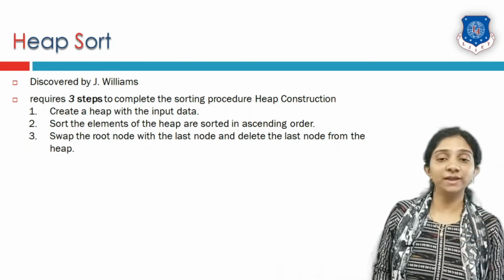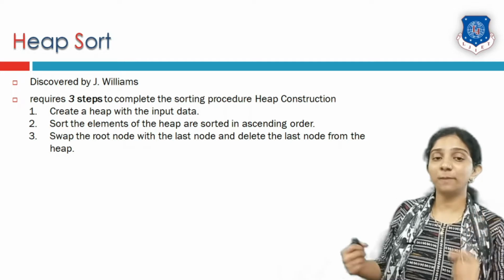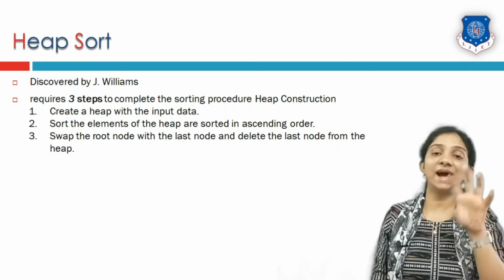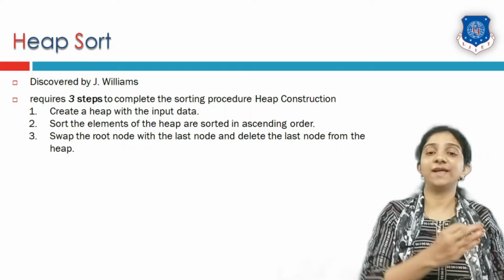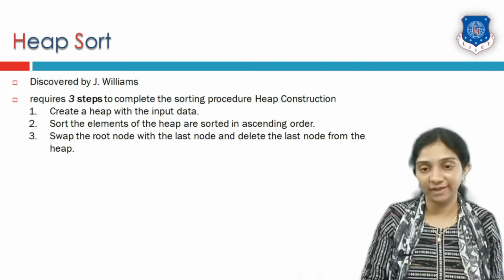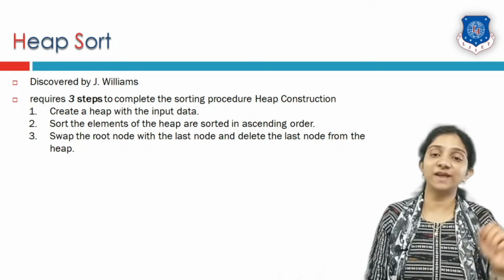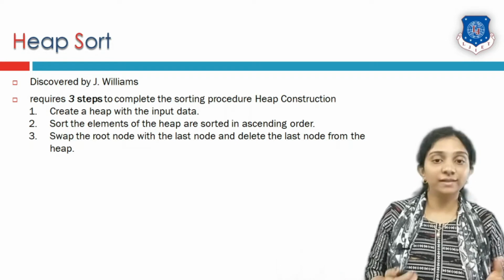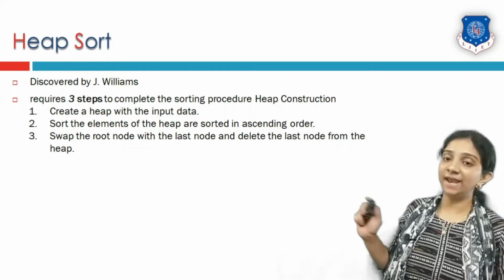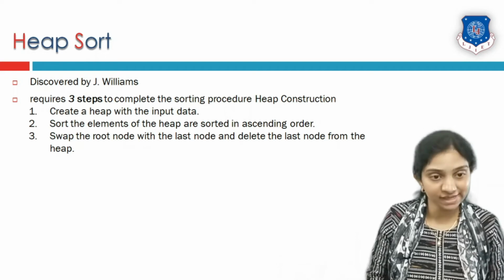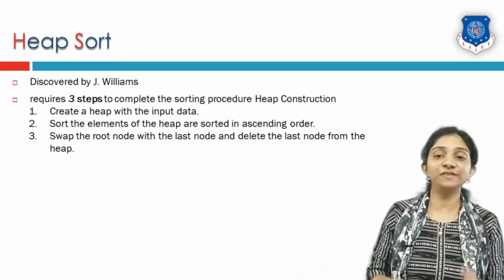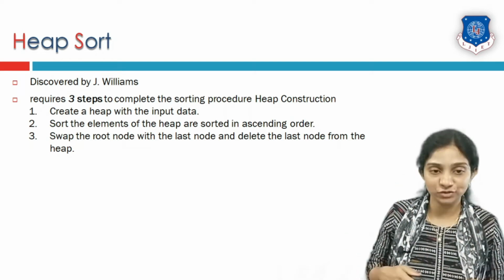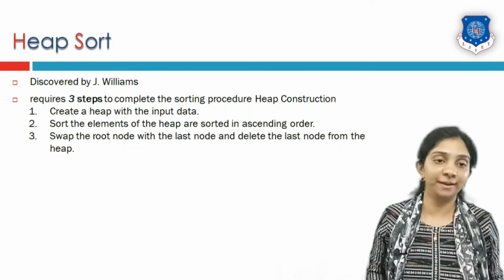But how are we doing that? We are swapping the root node with the last node so that the largest element comes up as the last index of the array. And we will decrement the size of the array so the last element will get sorted. That is called deleting the last node from the heap. But remember, this deletion is only present inside the tree but not inside the array.